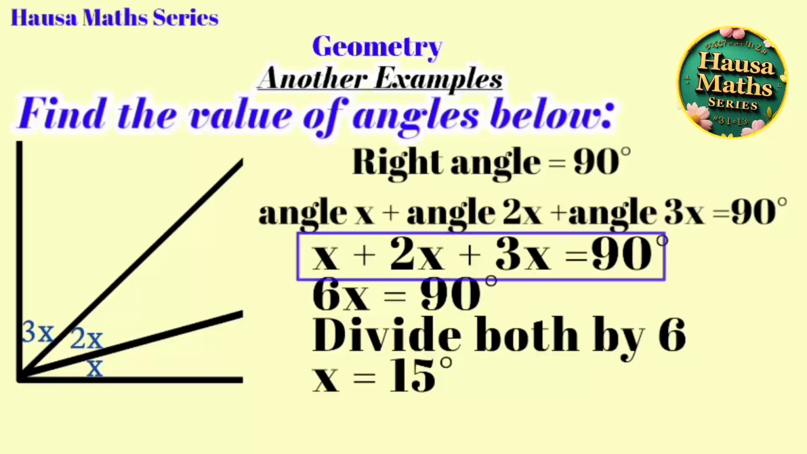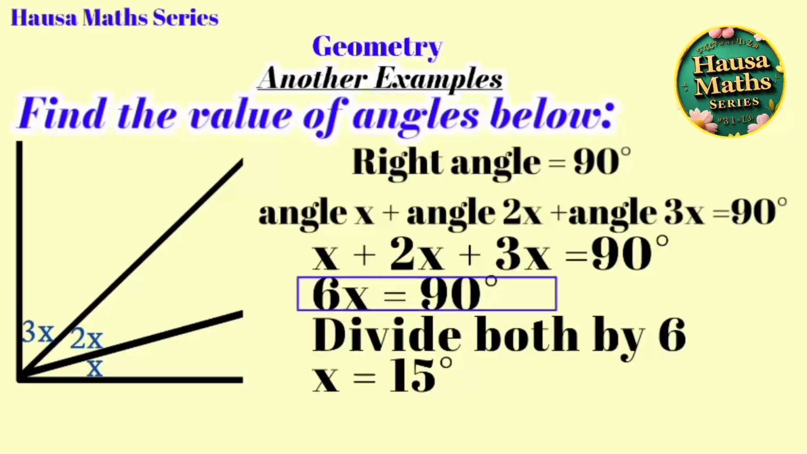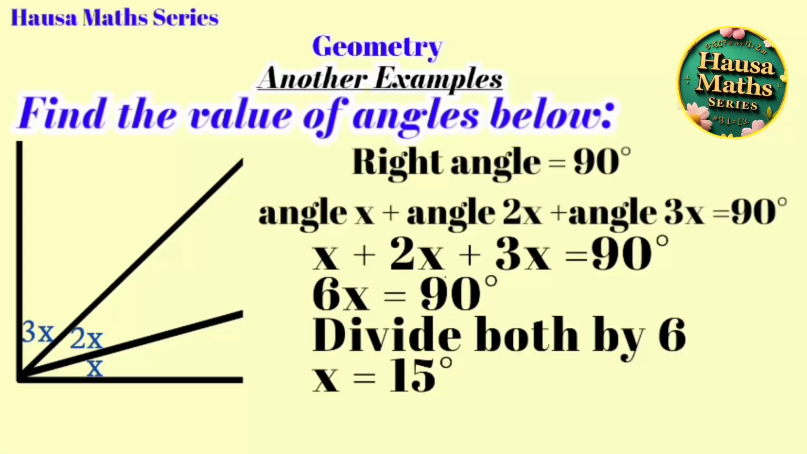When we add x and 2x with 3x, it is going to give us 6x. Now 6x is equal to 90 degrees. To find the value of x, we are going to divide both sides by 6. When we divide 6 by 6, we get 1, so it will remain x. 90 divided by 6, we have 15. Therefore the value of x is equal to 15 degrees.